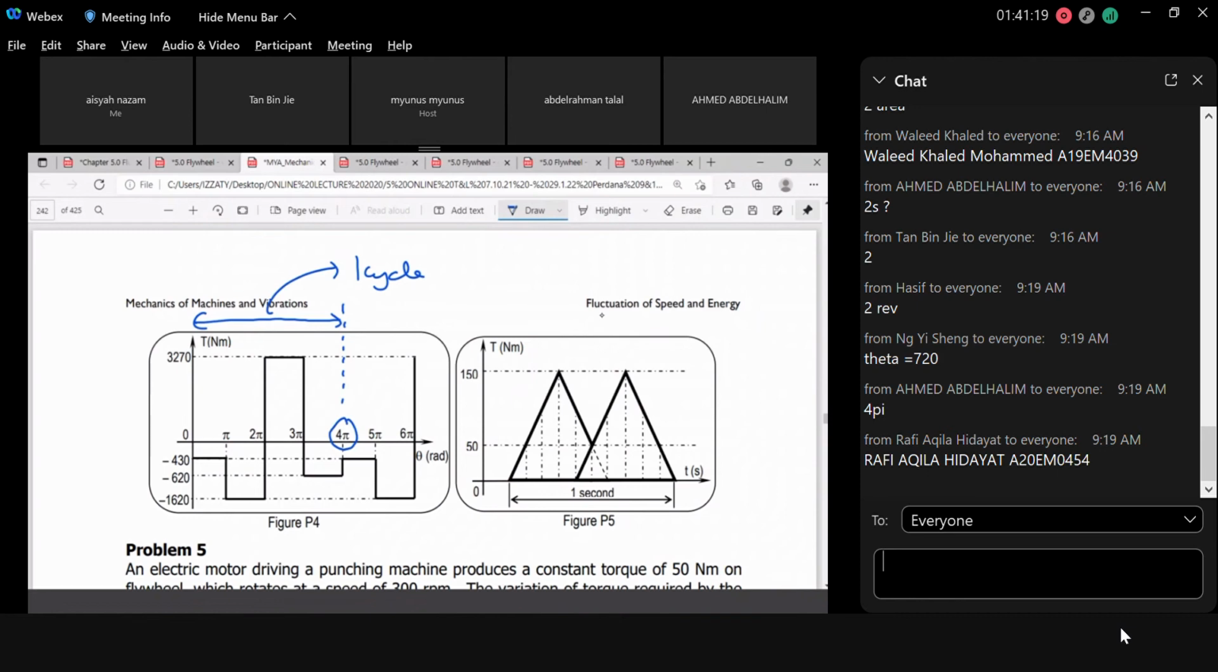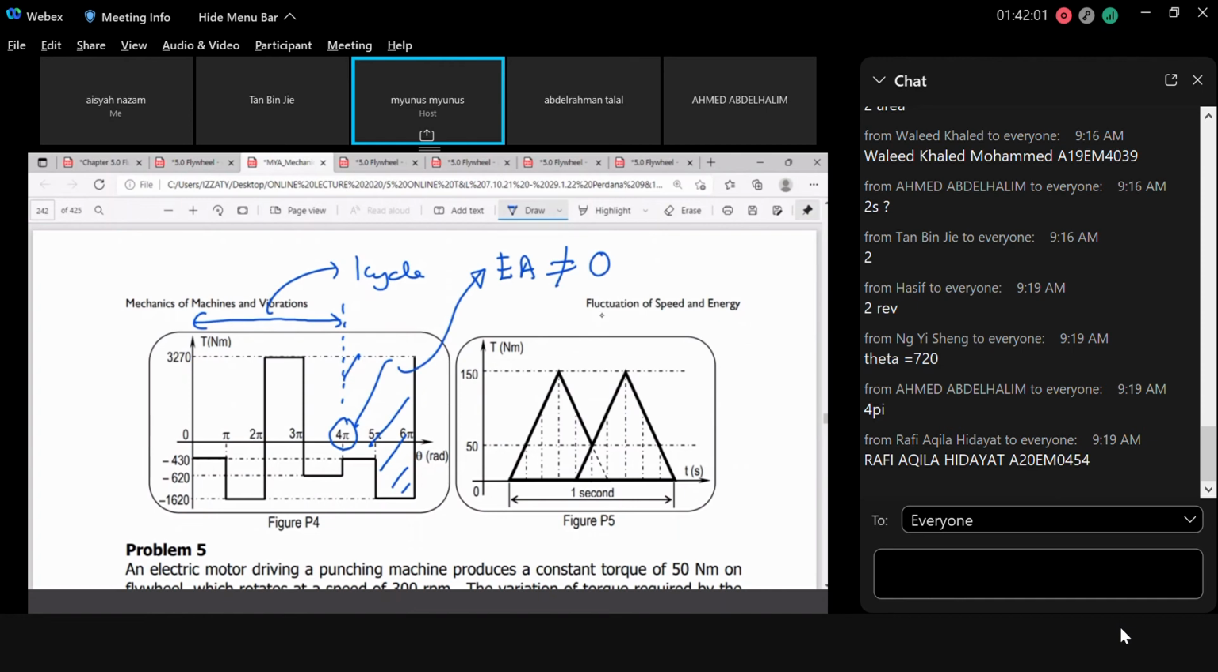Or if you do not understand this one, you keep reading the graph. Reading the graph is reading how the graph flows. For example, this one constant shoots down to 1620, constant back, it shoots up to 2000, then you go back here, then it will start all over again. So this one will not be counted in your calculation. If you take this one in your calculation, your energy analysis will not equal zero.